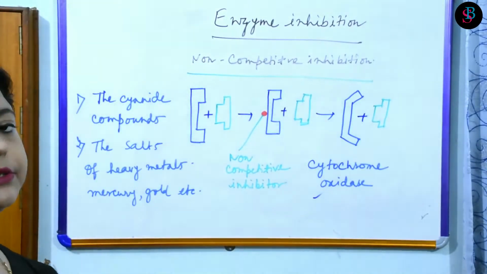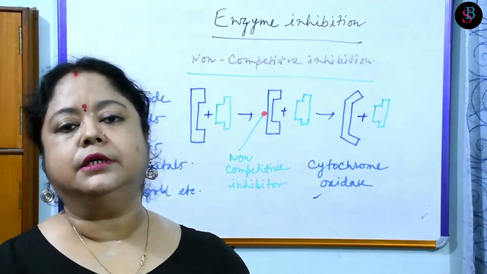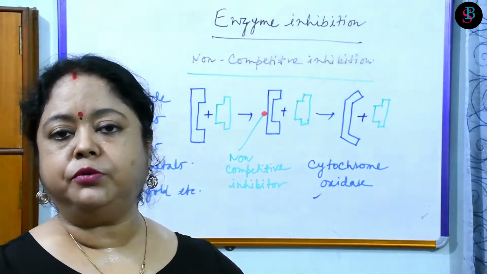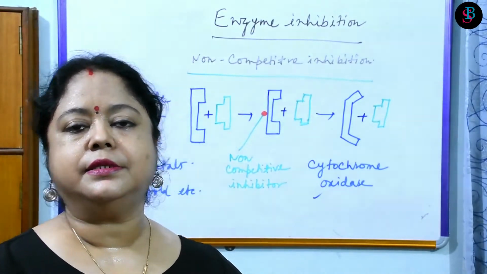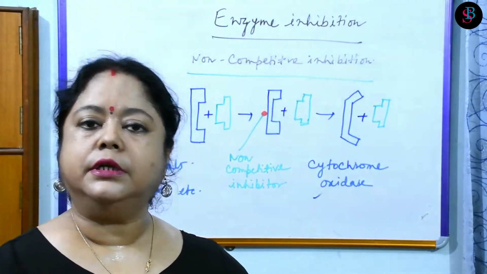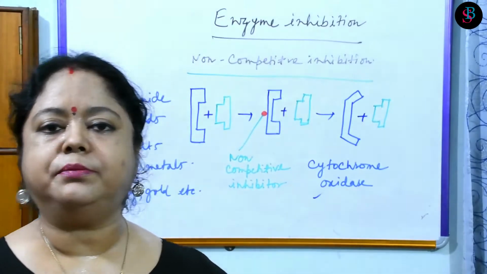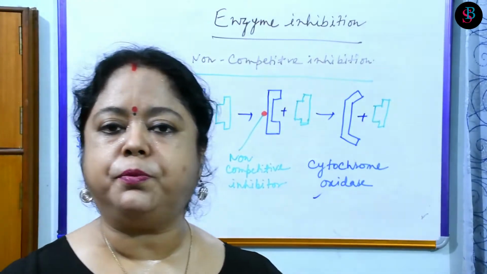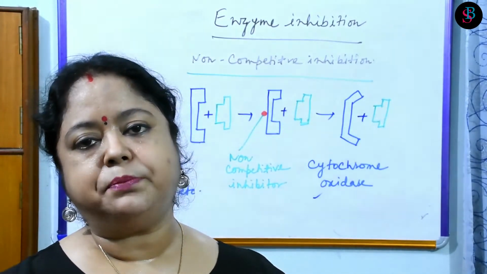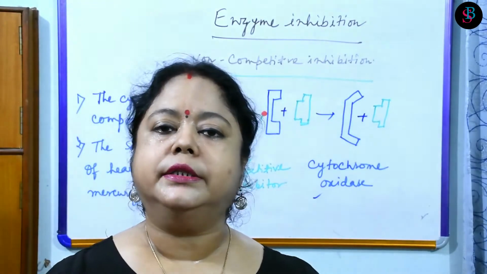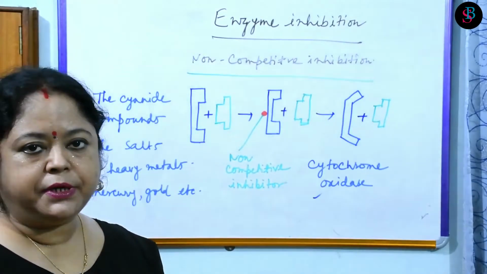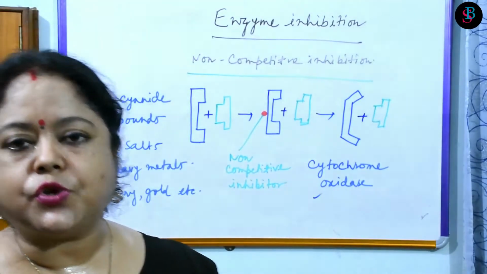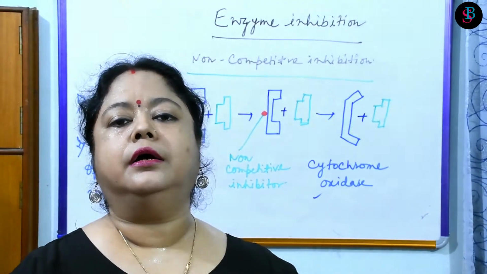In case of the other things, that is the salts of mercury, gold, etc., we can remove them by dialysis, and after dialysis the patient can live normally. But in case of cyanide, there is no scope to treat the patient by dialysis, so they will immediately die. ये है non-competitive inhibition, and that's all for today.